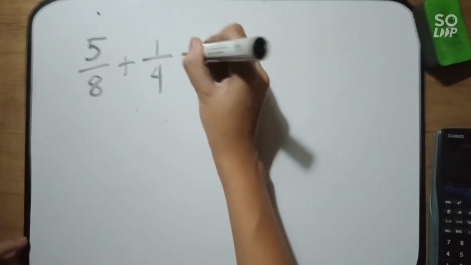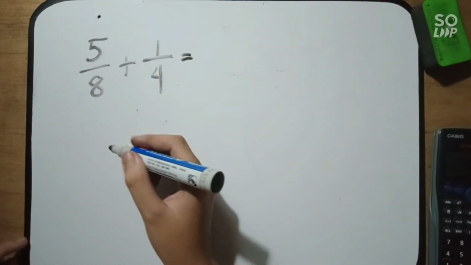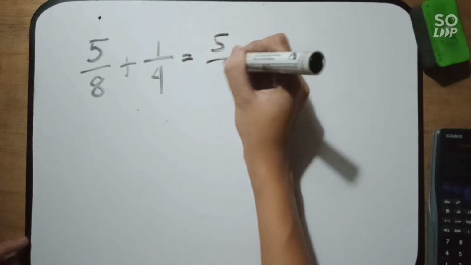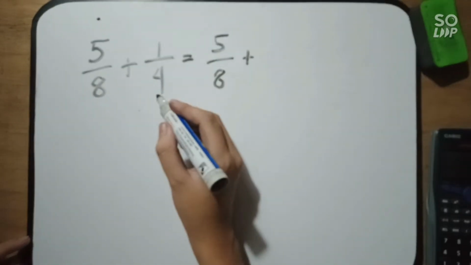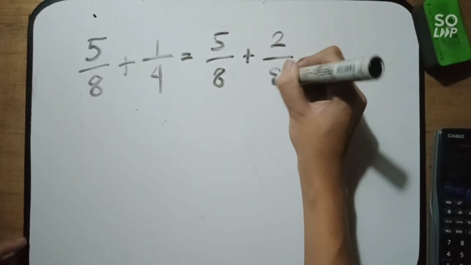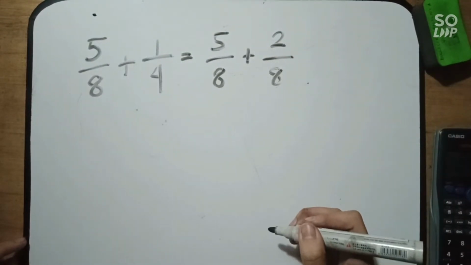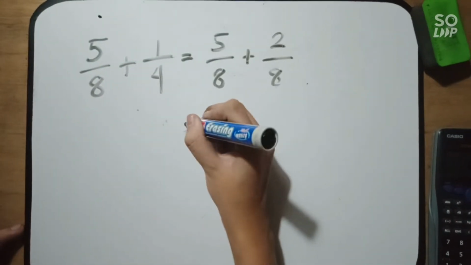The LCD for 8 and 4 is 8. So 8 divided by 8 is 1 times 5, so 5 over 8. Plus 8 divided by 4 is 2 times 1, so 2 over the denominator, which is 8. Since we already have the same denominators, which are also called similar fractions, we can now easily add the numerator and then copy the denominator.